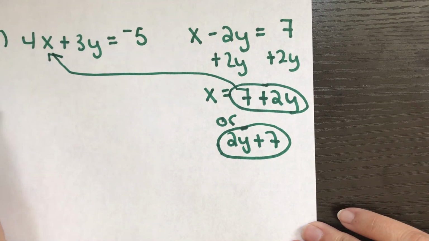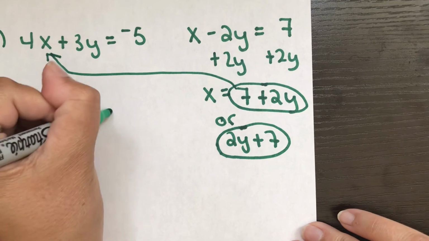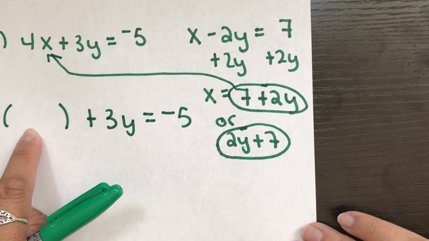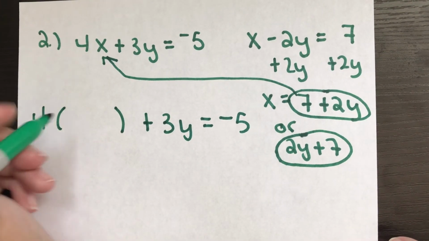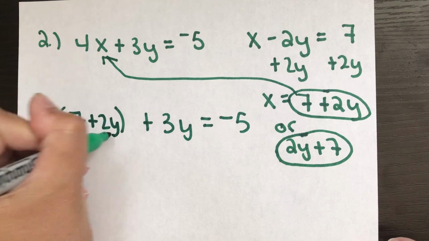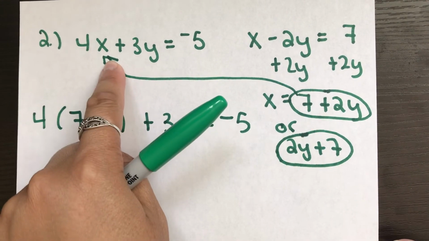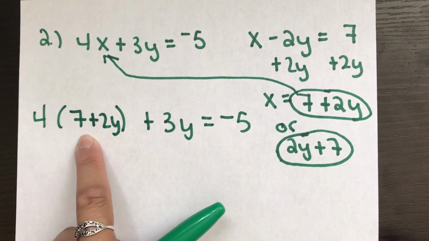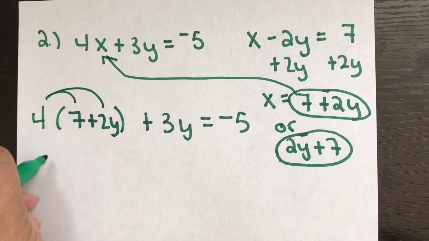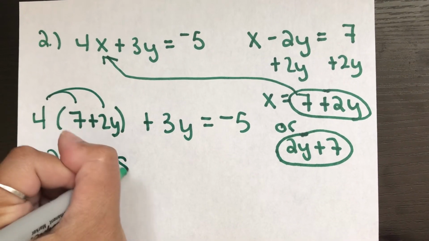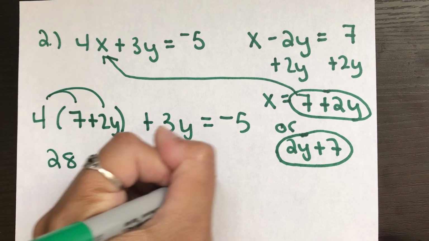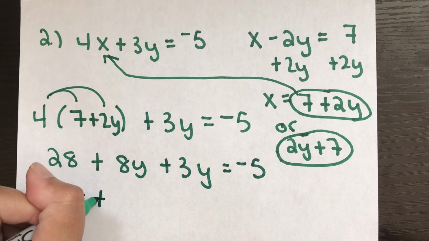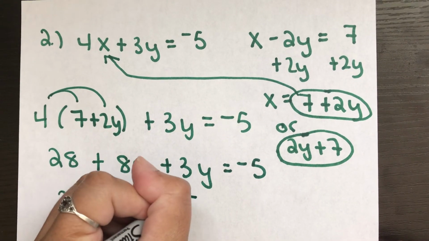I am going to rewrite this equation. But instead of putting x in the parentheses, I know what x happens to be. x happens to be 7 plus 2y. So I am able to substitute, hence the name, into the equation that I did not change, what I know x happens to be. I'm going to distribute. I get 28 plus 8y plus 3y equals negative 5. I end up with 28 plus 11y equals negative 5.